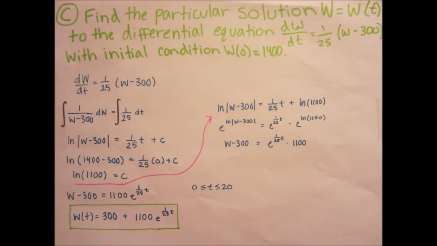So once we solve for c, we go back up to the equation ln of |w minus 300| equals 1 over 25 t plus c, and plug in ln of 1100 for c. Then we exponentiate both sides and simplify the equation to get w of t equals 300 plus 1100e to the 1 over 25 t.